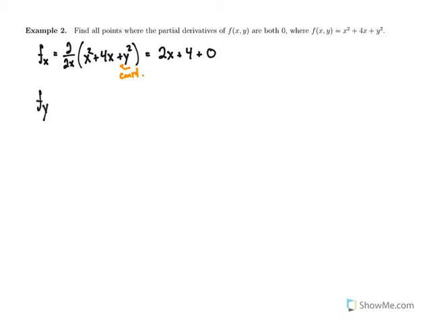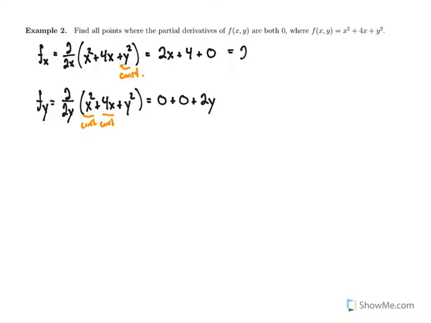Let's find the derivative with respect to y in a similar way. This is the partial with respect to y of x squared plus 4x plus y squared. Here we have a constant, and then the y squared. So this should be equal to 0 plus 0 plus the derivative of y squared, which is 2y. So writing this in a nice way, this is 2x plus 4, and here is 2y.